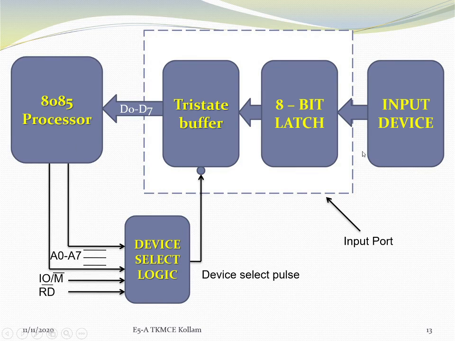So to read data from input device, the microprocessor generates a device select pulse using address lines, IO/M bar signal and RD bar signal. Thus, the data from input device is transferred into data bus if buffer gets enabled. So this portion is input port. An input port may contain an 8-bit latch which temporarily holds the data from input device, then a tri-state buffer. So this part creates an input port.